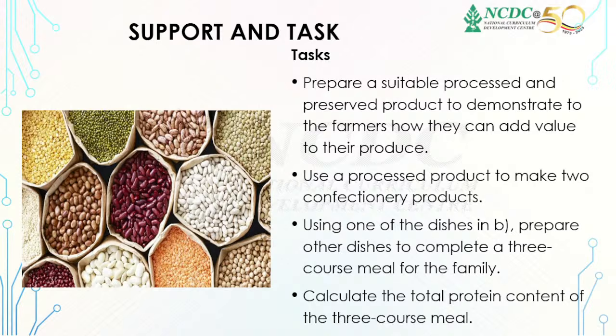So the tasks are: prepare a suitable processed and preserved product to demonstrate to the farmers how they can add value to their produce. Then use a processed product to make 2 confectionery products. I have not dwelled on the first one because I have been talking about value addition. But when you look at the second bullet, use a processed product to make 2 confectionery products.